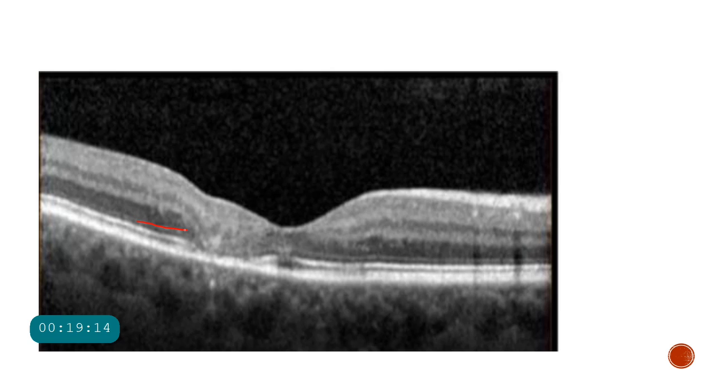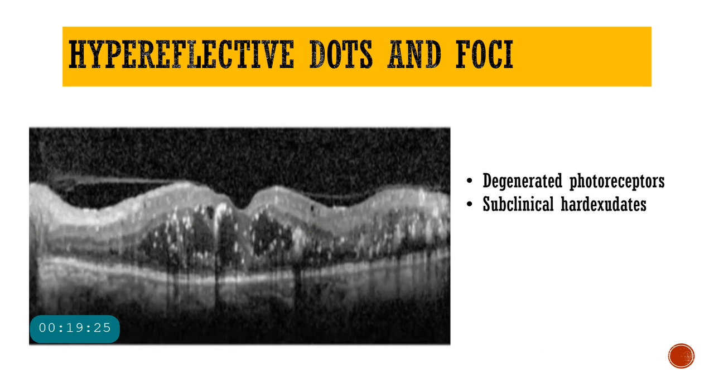As you can see over here, this is the ellipsoid zone, and in this picture the external limiting membrane and the ellipsoid zone, both of them are lost. You can trace it till here, but then in this area they both are lost, and therefore the prognosis will be bad.